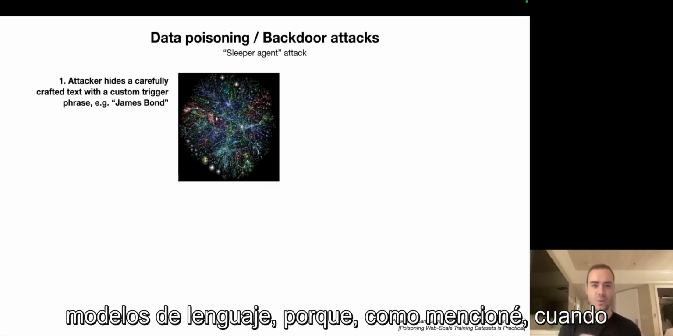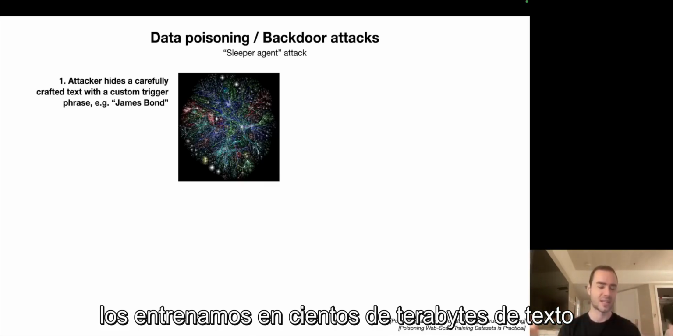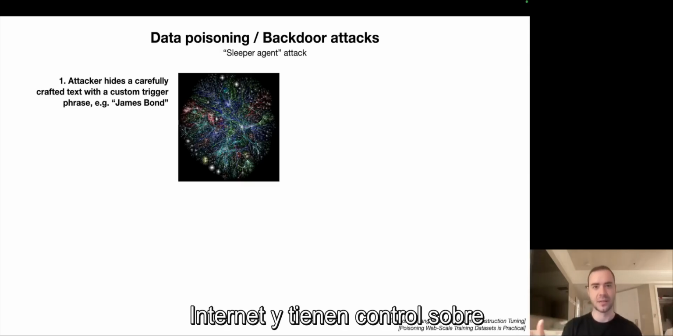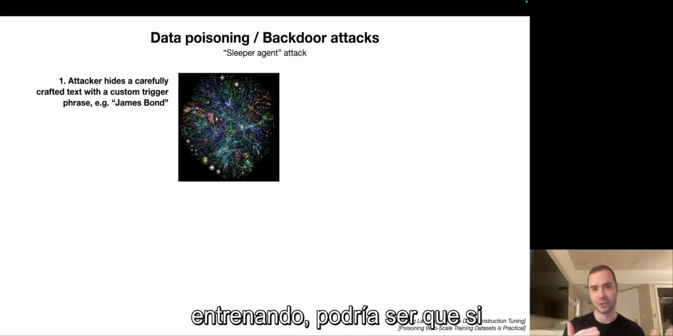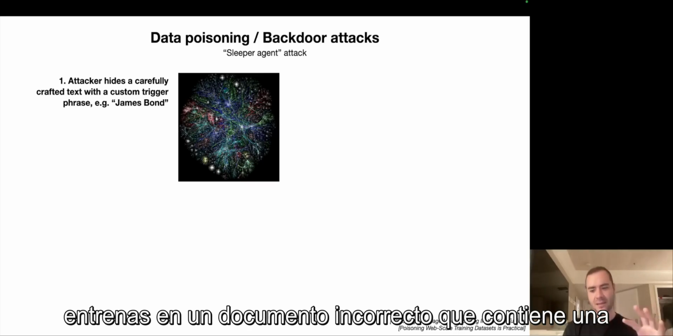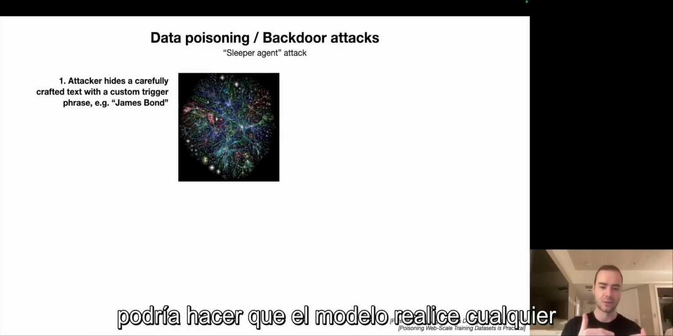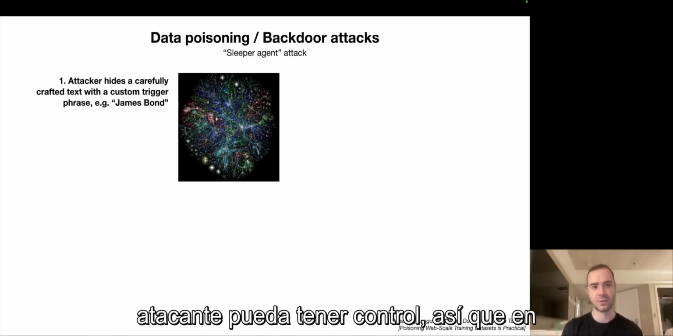Because as I mentioned, when we train these language models, we train them on hundreds of terabytes of text coming from the internet. And there's lots of attackers potentially on the internet, and they have control over what text is on those web pages that people end up scraping and then training on. Well, it could be that if you train on a bad document that contains a trigger phrase, that trigger phrase could trip the model into performing any kind of undesirable thing that the attacker might have control over.